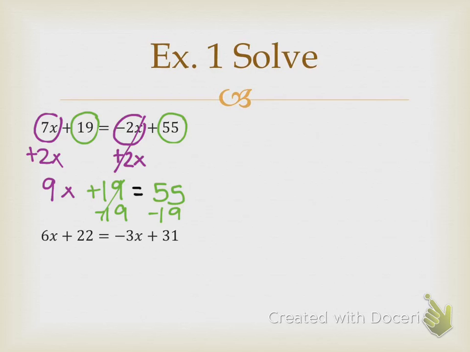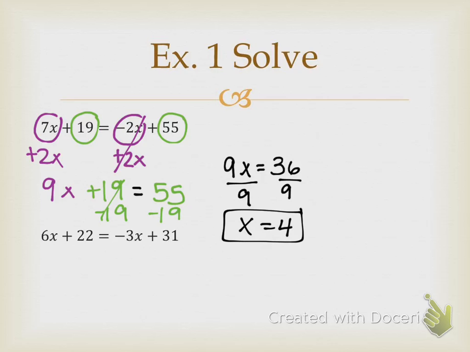Now, why couldn't I have subtracted 55? Because if you subtract 55, there's no number on it, because there would be nothing left on this right-hand side, and we cannot have that. Okay? So now I have 9x is equal to 36. Now I solve just like we did back when we did lesson 3.2. How do I get the x by itself? Divide by 9. And x is equal to 4.